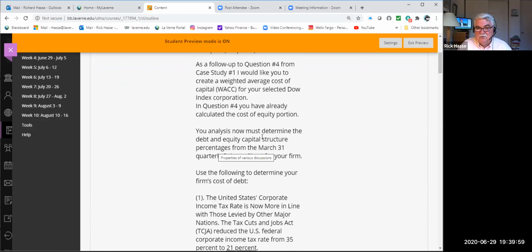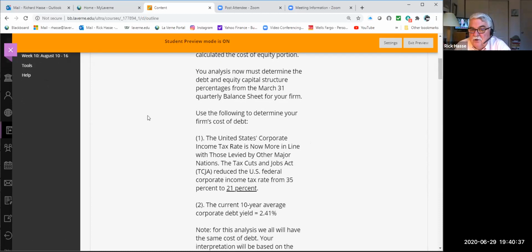Your analysis now must determine the debt and equity capital structure percentages from the March 31 balance sheet of your company. So Procter & Gamble, Disney, you find the March 31st financials and you just go by the book values. Don't worry about market values for this one. Just find the balance sheet for Disney, Procter & Gamble, Home Depot, all the companies we have, and find the percent of debt to equity on that balance sheet. That'll be your capital structure percentages.